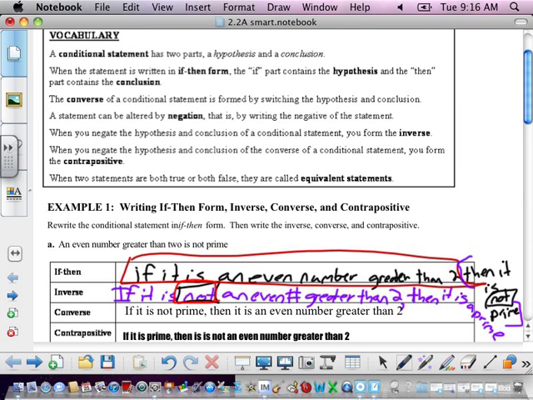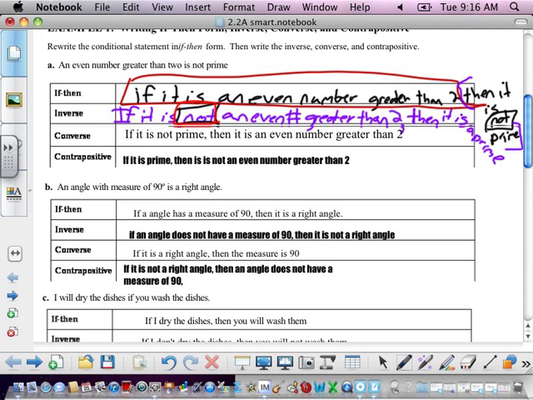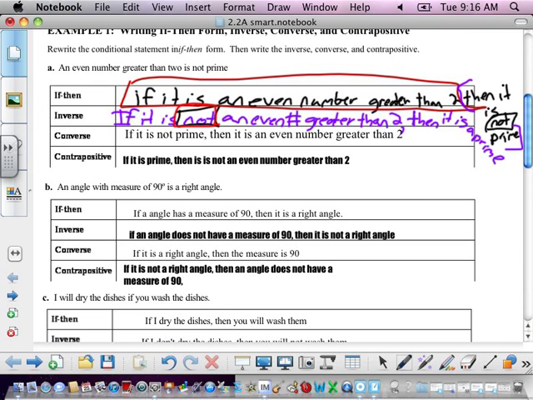The converse, so we go back to the original. I know I'm saying this really fast, but I'm not going to move it from up here. I'm going to move it up, though. If it is not prime, then it is an even number greater than 2. So the converse is I switched it. Finally, my contrapositive. If it is prime, then it is not a number greater than 2.